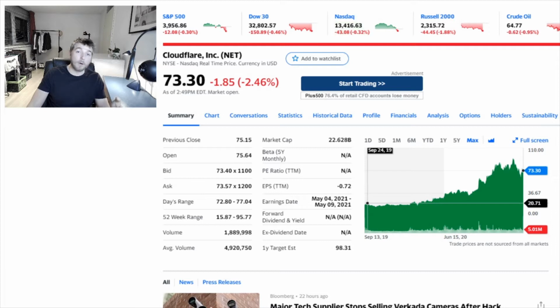Looking at how it's performed over its lifetime, from about September 2019 to now, it has steadily been increasing, except for a small dip in September 2020. And yeah, it's been kind of on the rise up until the 10th of February this year.